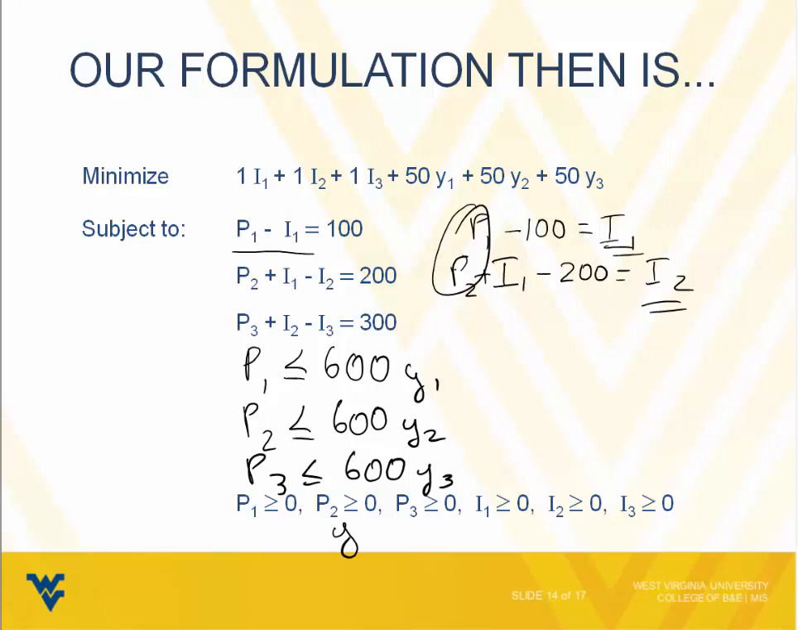And then we have the variable restrictions, y1, y2, y3, and you can write it as the defined set of all, in this case, binary 0, 1 values. Any questions?